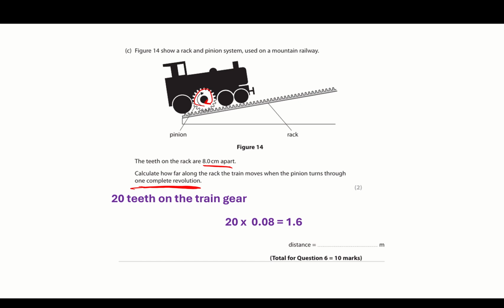We've got 20 lots of, because it wants the distance in meters, so we're going to have to change the centimeters to 0.08 meters. And then we're going to have 20 lots of 8 centimeters, or 20 lots of 0.08. So it'll move 1.6 meters in total.